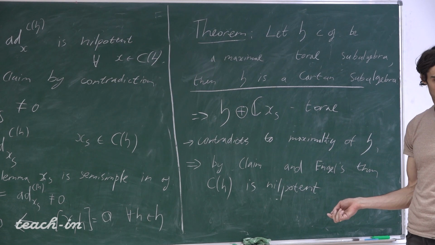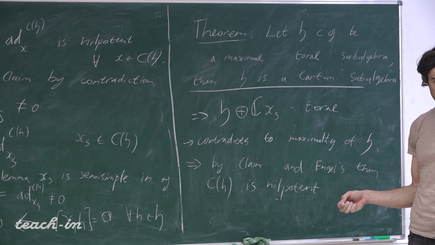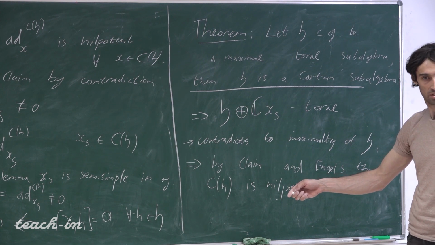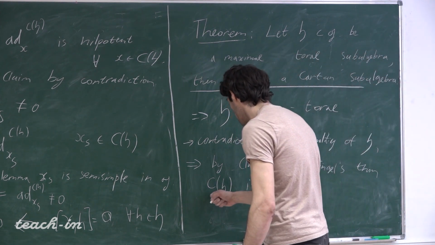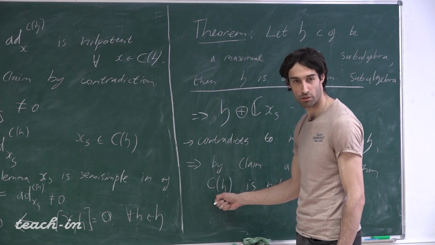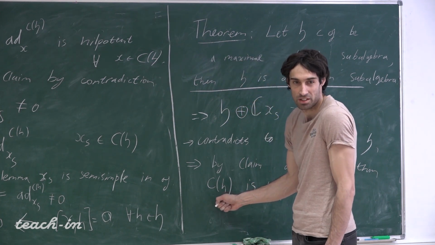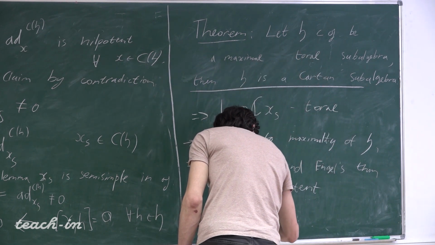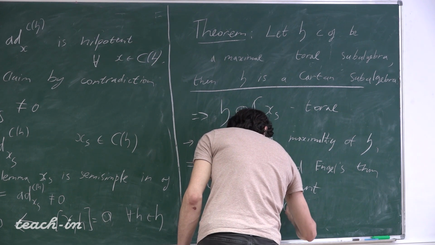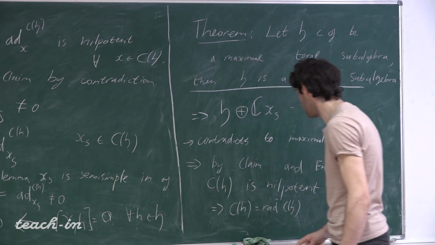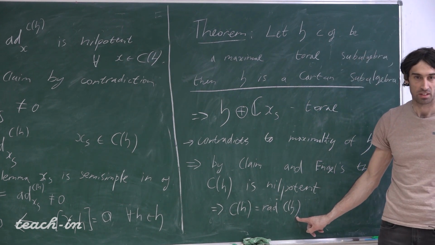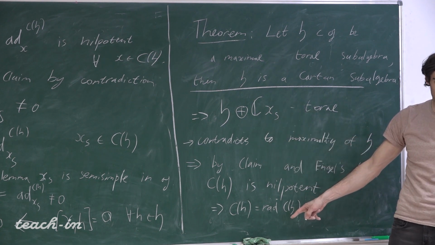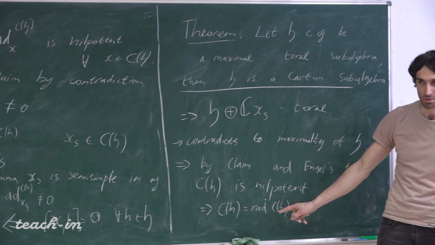In particular, it's solvable. Therefore, the radical of C of H coincides with C of H. C of H itself is a solvable ideal in itself, so C of H coincides with its radical. But what we proved is that C of H is reductive. G0 is reductive, by a lemma that I erased from here, and G0 and C of H are the same thing.